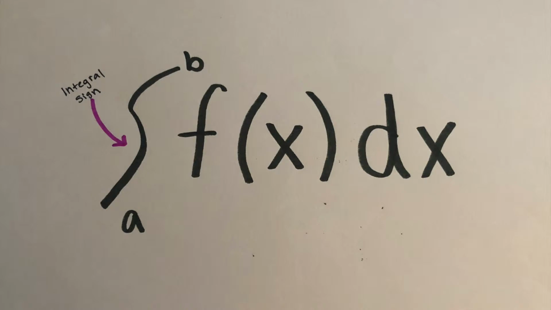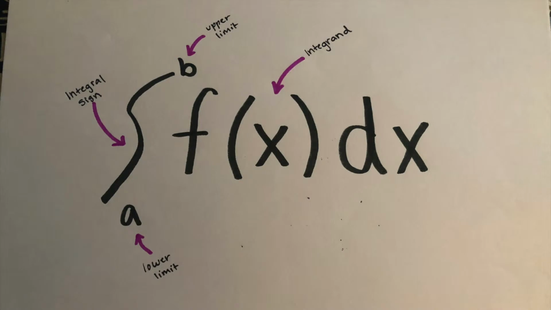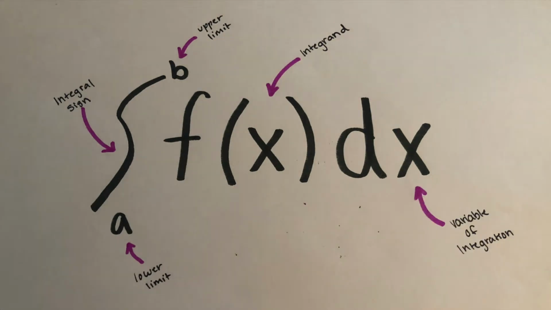This curved symbol is called the integral sign and goes on the outside. Now, since this is a definite integral, it has limits, a being the lower limit and b being the upper limit. The function is the integrand, so in this case x is the integrand. Lastly, we have the variable of integration, which in this case is x, but if it were in terms of y, it would be y, and so on.